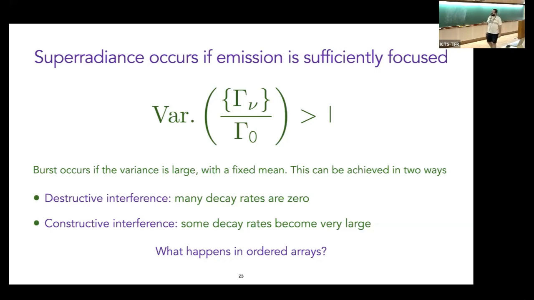There are two ways we could do that. One is through destructive interference, by which I mean that out of those channels, there are lots of them that I can't emit into at all. So the decay rates into those channels become 0, and that lets the rest of the set be large enough for the variance to be large. The other way is more simple: constructive interference, where just some of the rates get really, really big. Okay, and that's enough to drive it. So the question is, which happens in ordered arrays?